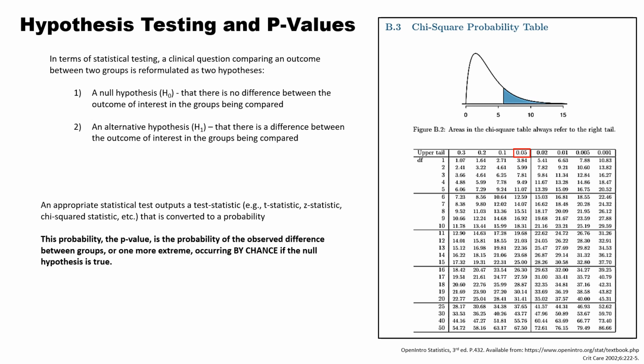So this is a really important point. Recognize that the end of this sentence is if the null hypothesis is true. And so basically what we're saying here is the null hypothesis is that there is no difference between these two groups. So if that is true and we have a p-value, and let's say it's 0.04, then that's the probability that the observed difference between groups or one more extreme occurred by chance. And in this case, it's going to be statistically significant even though there is no true difference between groups.